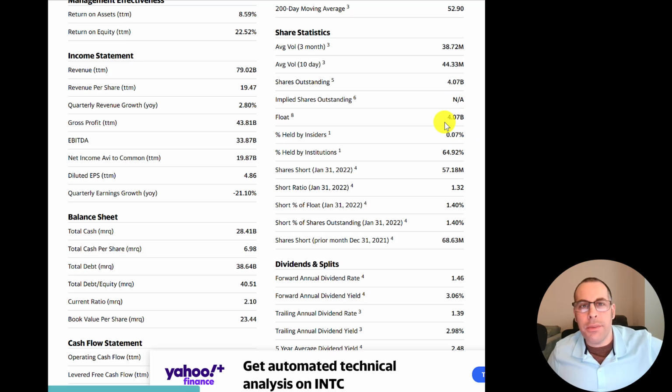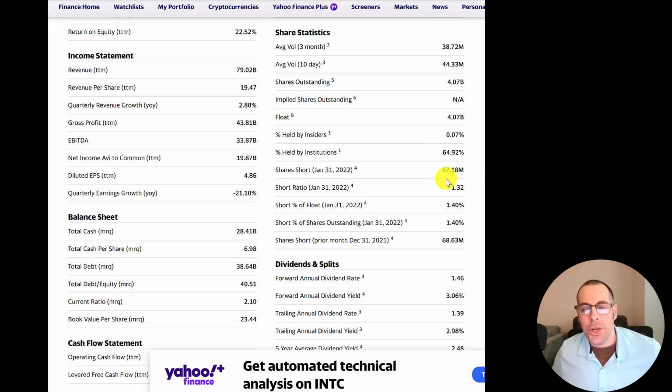Only 0.07% of the shares are held by insiders. 65% of the shares are held by institutions. It's usually a positive when a company has a high institutional ownership because most stock prices are controlled by institutions. 57 million shares are shorted. The short ratio is the percentage of shares shorted. I'm not too sure why it differs from this percentage. In the prior month, on December 31st, they had 69 million shares shorted.